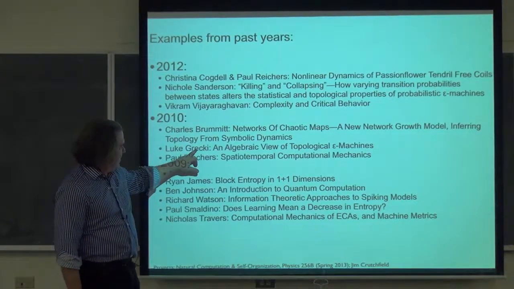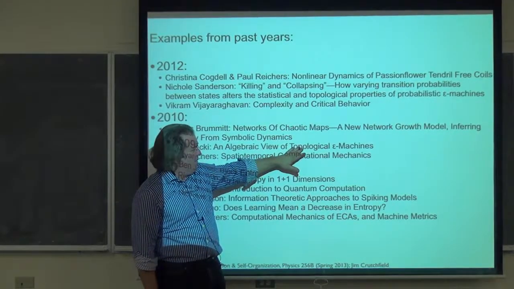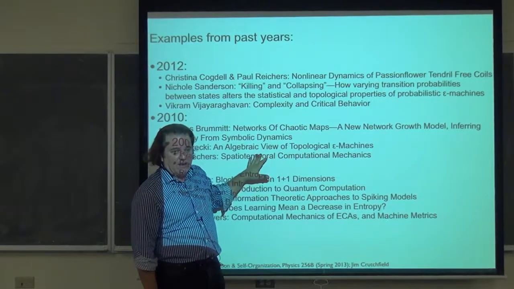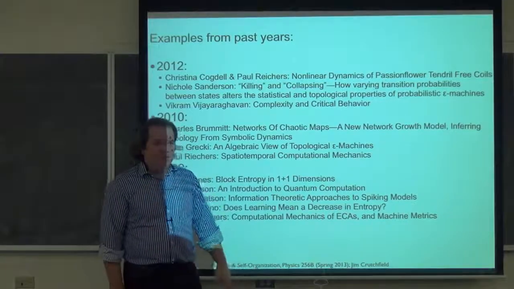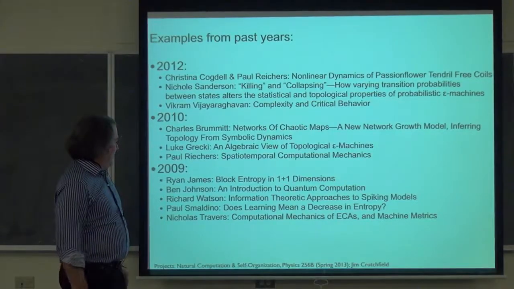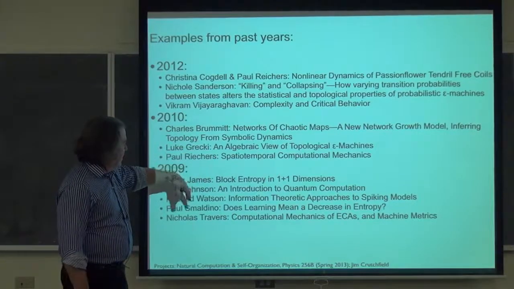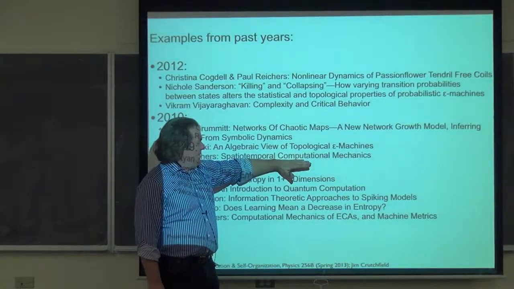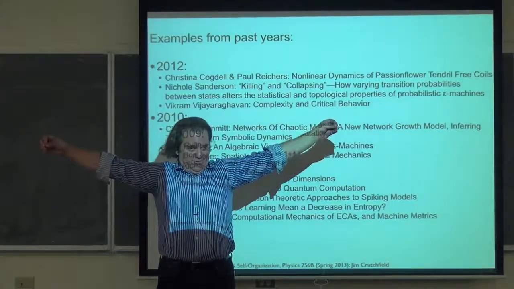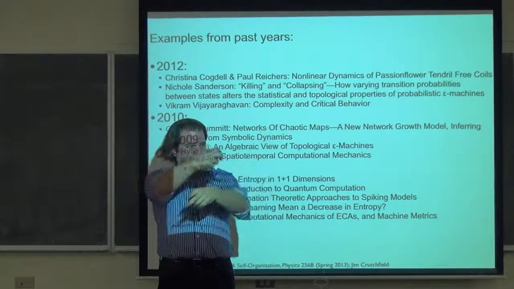Luke Gretzky, a mathematician, developed that whole thing I had one slide on last time, epsilon machines as semigroups. He was interested in this sort of algebraic analysis of these machines and other kinds of properties of that. He wrote a very nice paper that maybe someday we'll publish. Paul Rikers, who was actually working with Christina, looked at extending computational mechanics to space-time. So rather than a one-dimensional time series, you have space and time, and how can we talk about the storage of information and the flow of information in space-time?